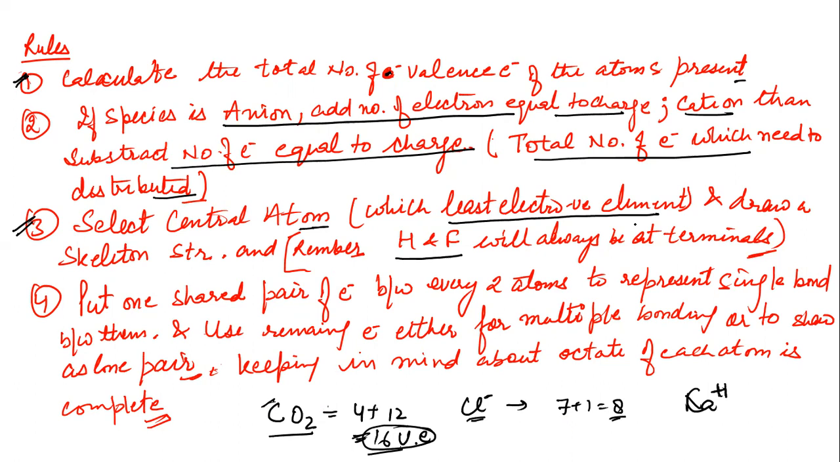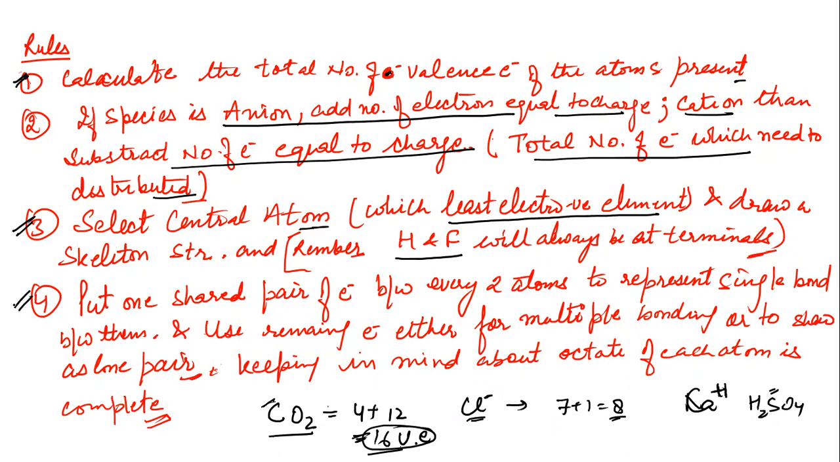Most of the time we don't require the electronegativity concept. We will do it with the number of elements present. The one with the lesser number automatically becomes the central atom. In CO2, one carbon and two oxygen, so carbon is supposed to be at the center. In H2SO4, automatically sulfur is supposed to be the one with the lesser number, the center.